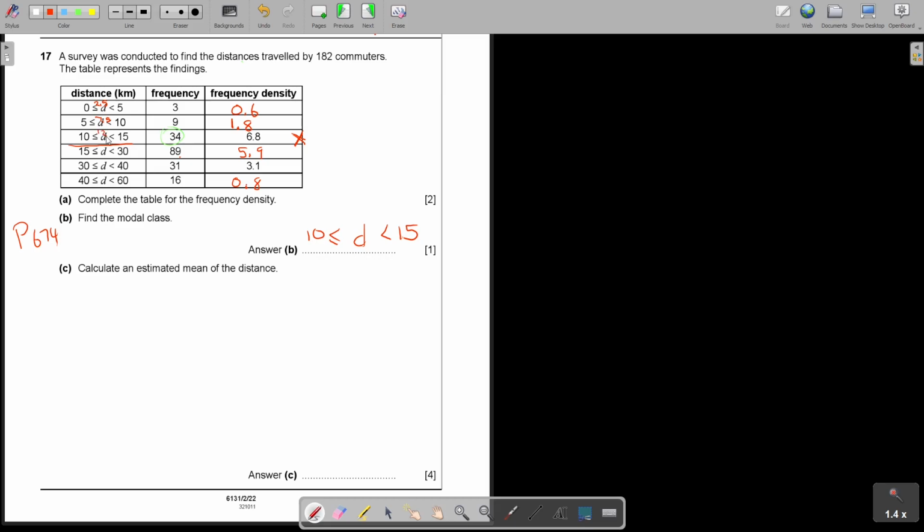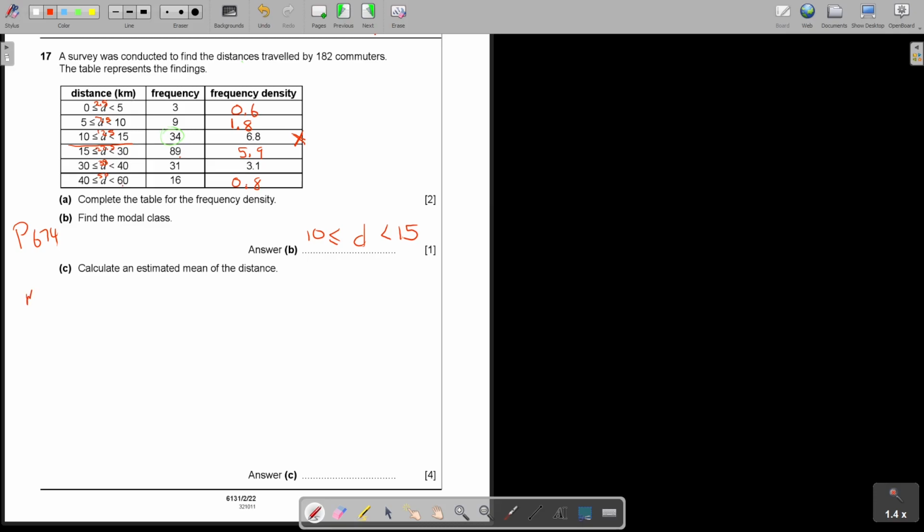Say 10 plus 15 divided by 2. Then 15 plus 30 divided by 2, and this is going to be 22.5. I'll write it now. And this one is going to be 35. And this final one, let's quickly see, is 50. So you're going to say 60 plus 40 divided by 2. So work with those mid values.